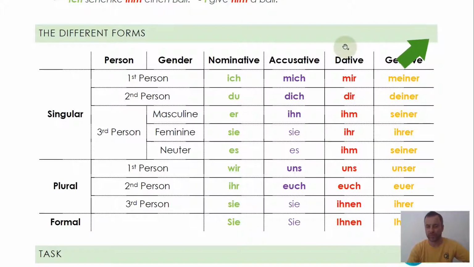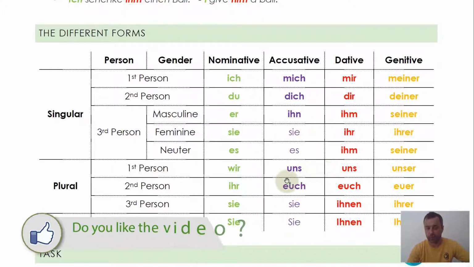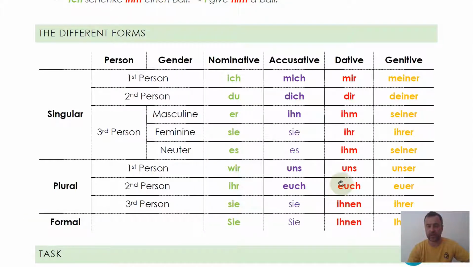the correct forms. And in plural, first person and second person, you have to change it, but in accusative and dative, it's the same thing. Uns is uns in dative and accusative. Ihr changed to euch in both accusative and dative. And third person, again, so you can see here, it's the female version, because in plural, remember, we usually use the female version like die, so we stick to sie here too.